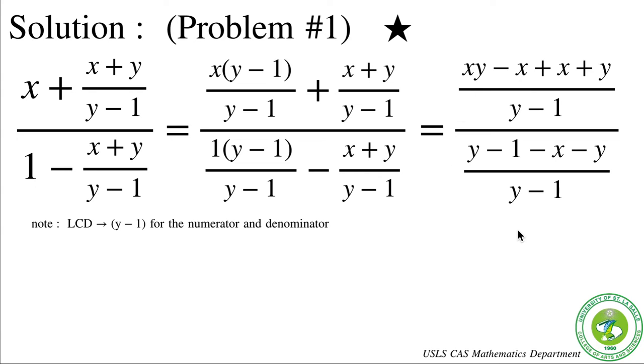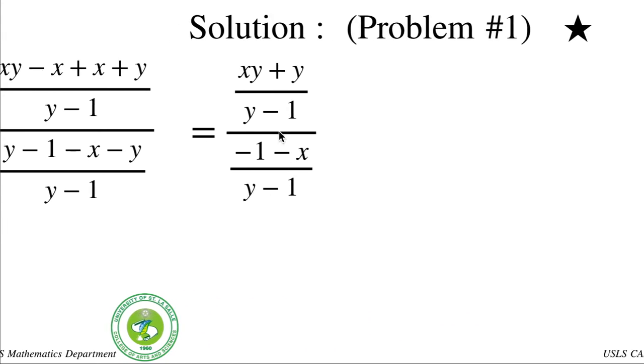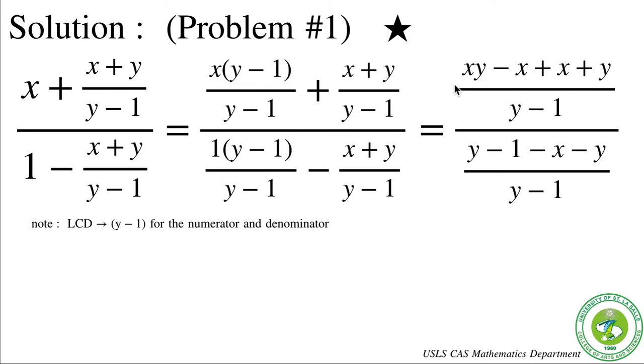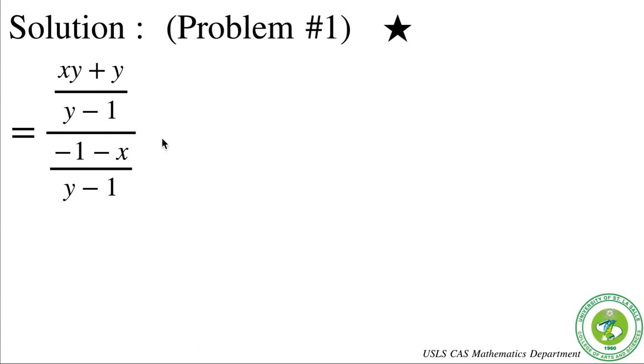Next we can combine the like terms in each of the numerators here and here, which will lead us to our next part. So recall: xy minus x plus x. Look here, minus x plus x will give us 0. And also here in the denominator, y minus 1 minus x minus y. So y minus y will be 0. So in the numerator, we'll be left with xy plus y. Here we'll be left with minus 1 minus x. That's why we have this answer over here.